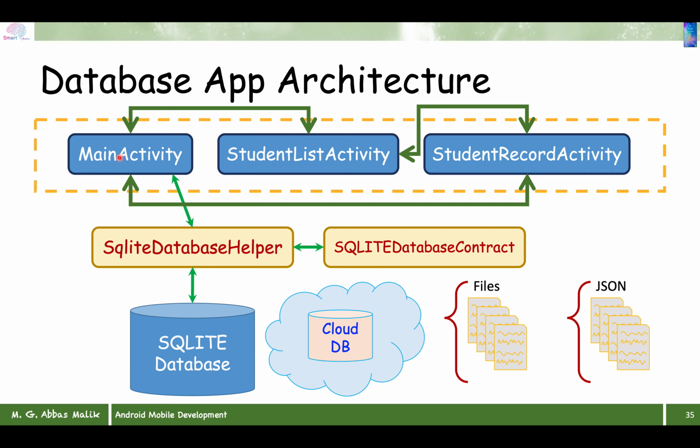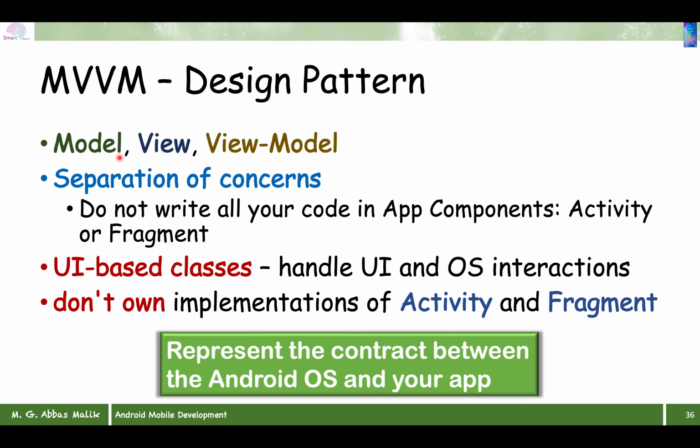So this is not a nice architecture, and if that specific main activity is being deleted, then your whole application is going to crash. So this is not a nice architecture. So we have an MVVM design pattern: model, view, and view model.